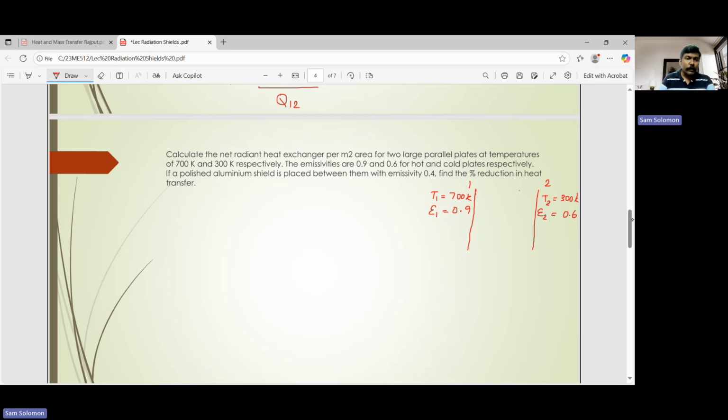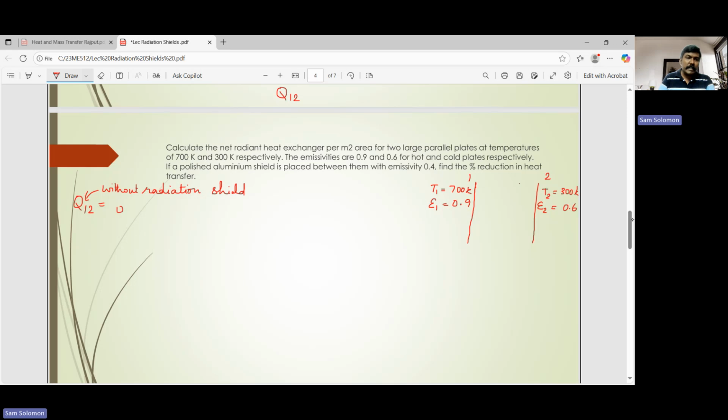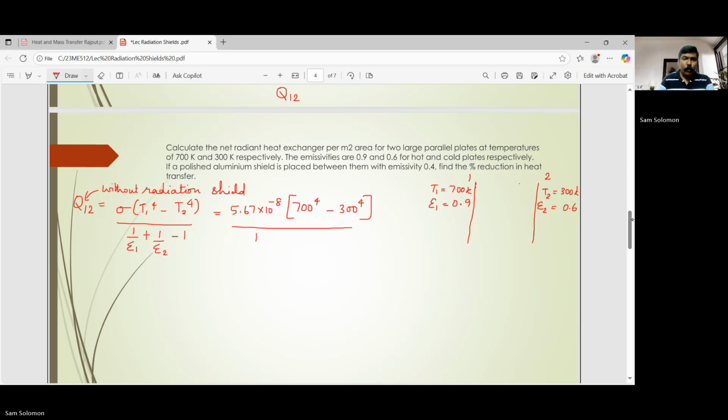Okay, so let's first find out what is the heat transfer without the radiation shield. So this Q12 is going to be the heat transfer without radiation shield. That is the heat exchange between two surfaces. As per the derivation which we have done so far, this can be written per meter squared, so you can eliminate this area. It's a heat flux. So it is sigma times (T1 to the power 4 minus T2 to the power 4) whole divided by (1 by epsilon 1 plus 1 by epsilon 2 minus 1). So that is 5.67 into 10 to the power minus 8 times (700 to the power 4 minus 300 to the power 4) whole divided by (1 by 0.9 plus 1 by 0.6 minus 1).